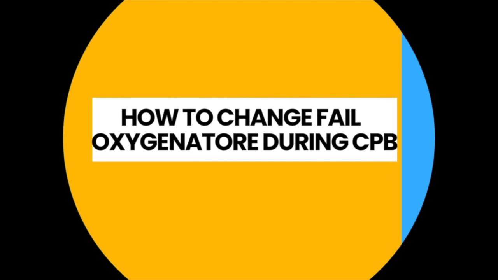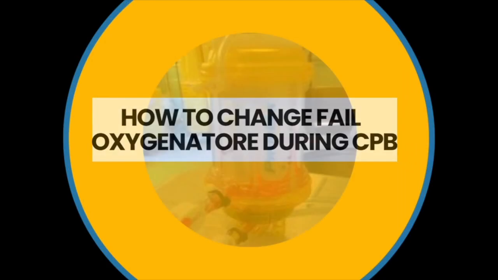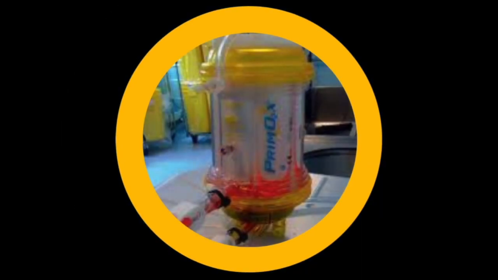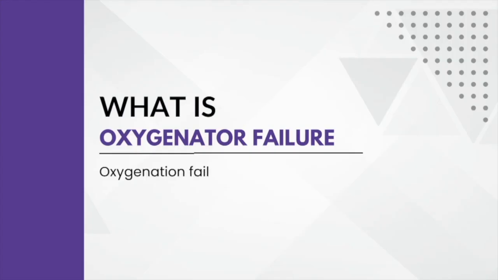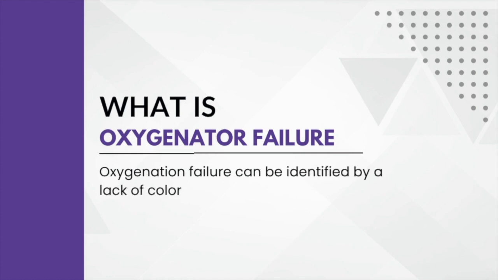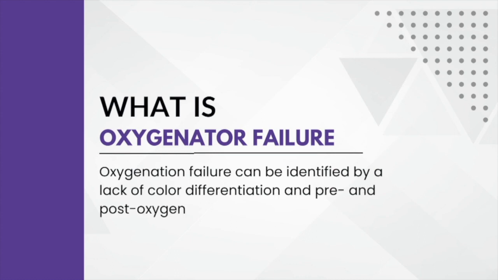Today I'm going to share with you the knowledge of how to change the oxygenator during cardiopulmonary bypass if the oxygenator has failed on CPB. What is the meaning of oxygenator failure? Oxygenator failure can be identified by the lack of color differentiation and pre and post oxygenator gas analysis.